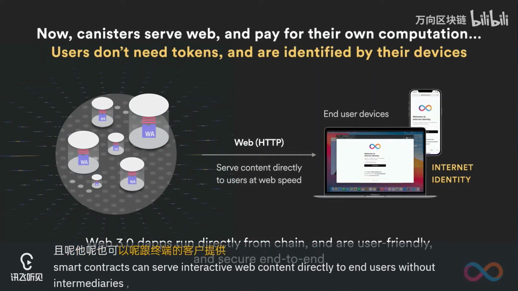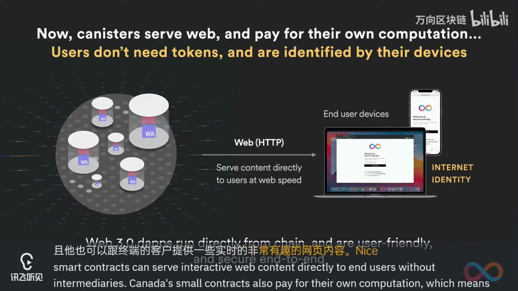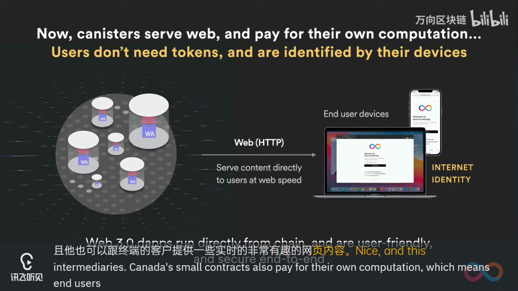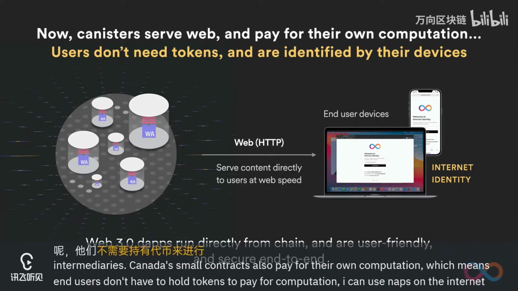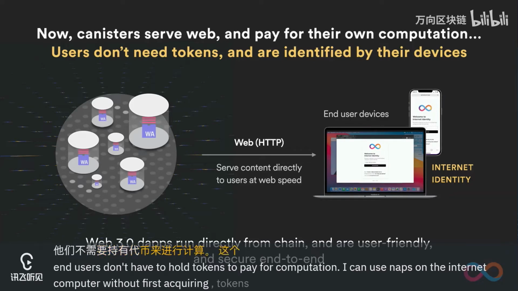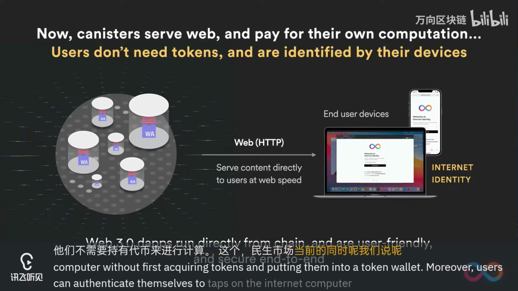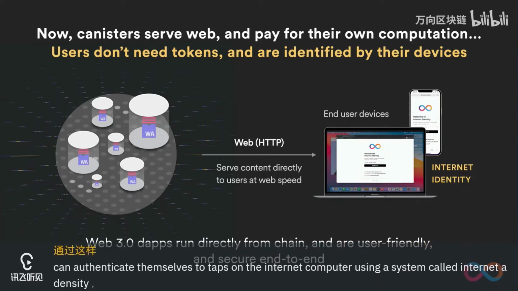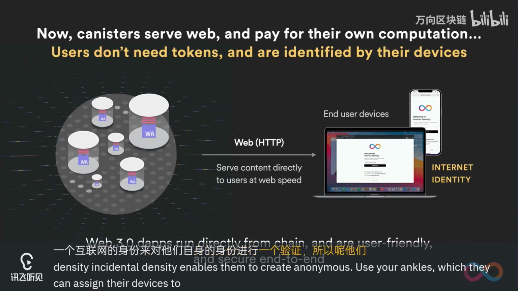Canister smart contracts also pay for their own computation, which means that end users don't have to hold tokens to pay for computation and can use dApps on the internet computer without first acquiring tokens and putting them into a token wallet. Moreover, users can authenticate themselves to dApps on the internet computer using a system called Internet Identity. Internet Identity enables them to create anonymous user anchors, which they can assign their devices to as a means of authentication.